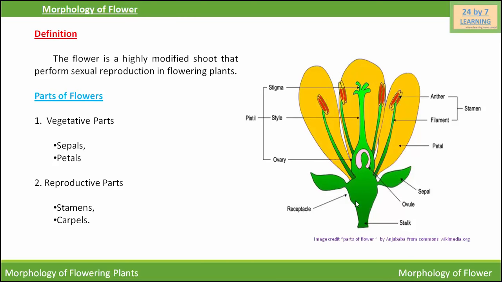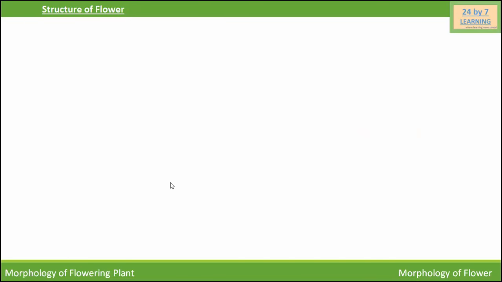As you see in this picture, this is the stalk of the flower. Green leaf-like structure is called sepal. This colored structure which makes flowers so attractive is called petal. This is the stamen of the flower, which comprises filament and anther. This is the pistil of the flower, that comprises stigma, style and ovary. Ovary contains the ovule.